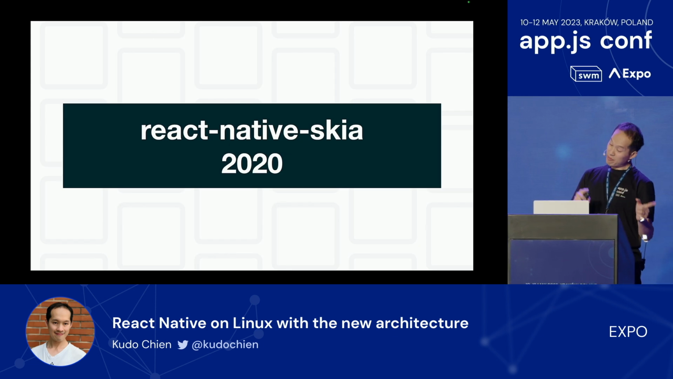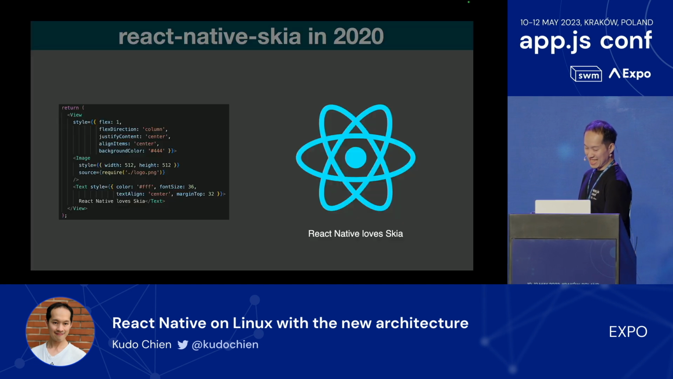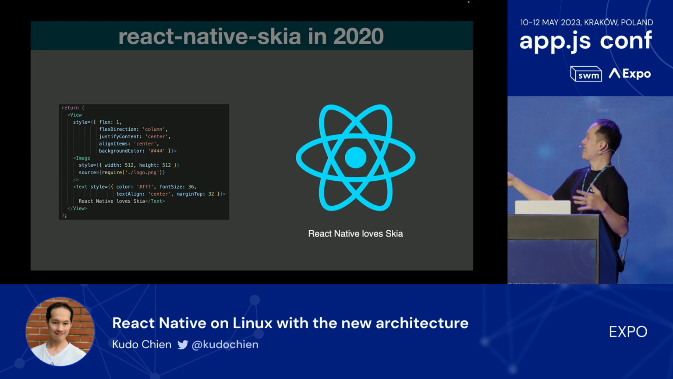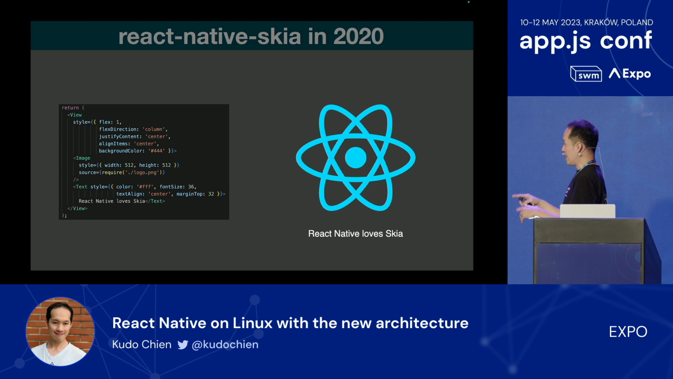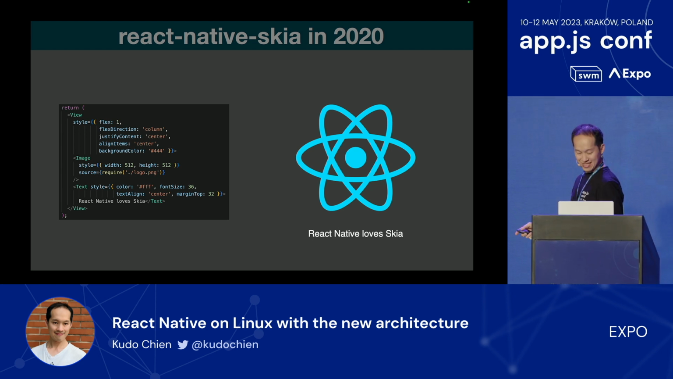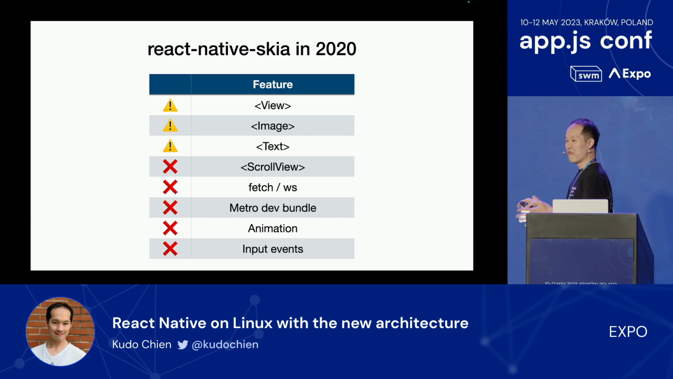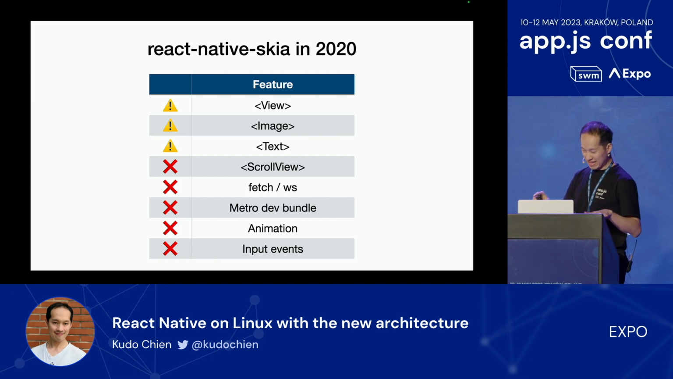And this project was actually released 3 years ago. At that time, it was just a proof of concept. So I have a picture and code from that time, and there's a view, image, and text, just like that. Nothing else. So you cannot have a view border or view shadow. You cannot even fetch an image from the network. So no network activity at all.